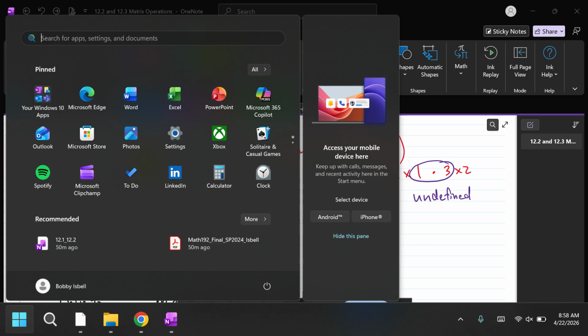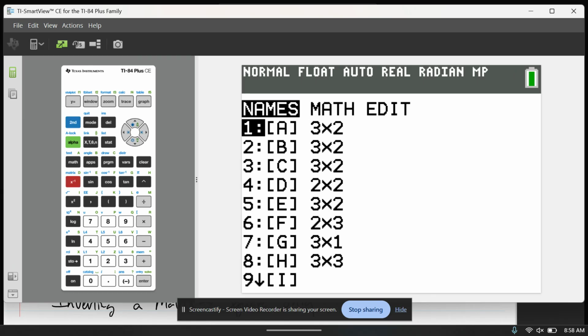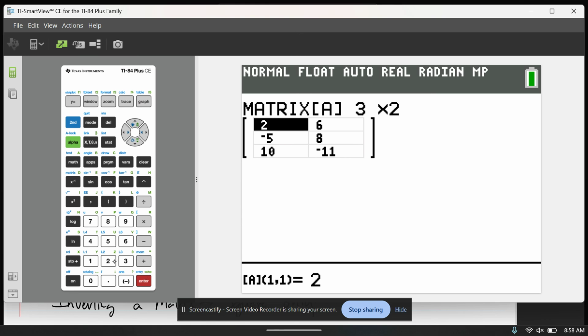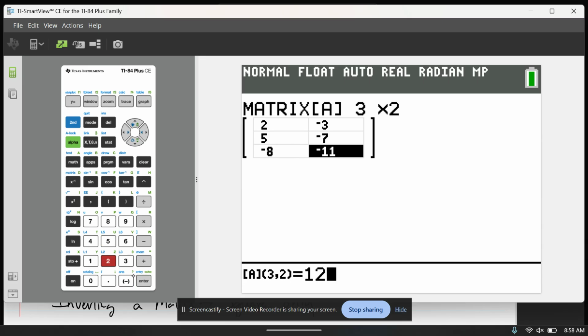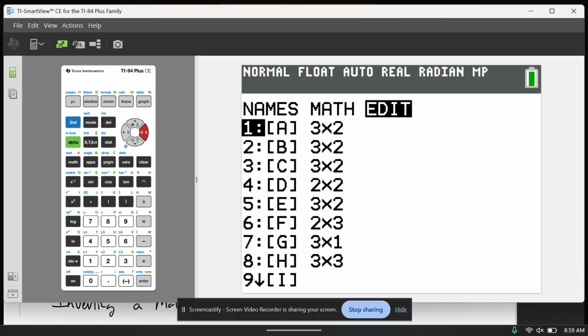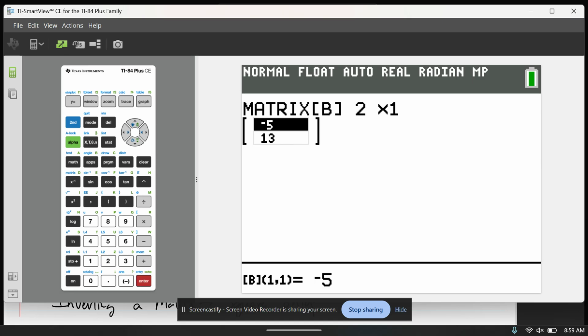So I'm going to go to my calculator, and I'm going to put in that matrix. Second matrix, go to edit. I'm going to put it into matrix A. It's a 3 by 2. So 2, negative 3, 5, negative 7, negative 8, 12. Second quit, go back to the matrix, go to matrix edit, matrix B. This one is a 2 by 1. It's got a 10 and an 11 in it.